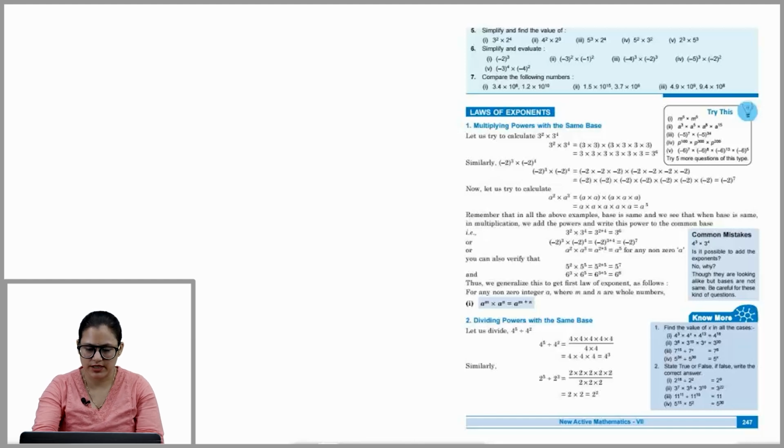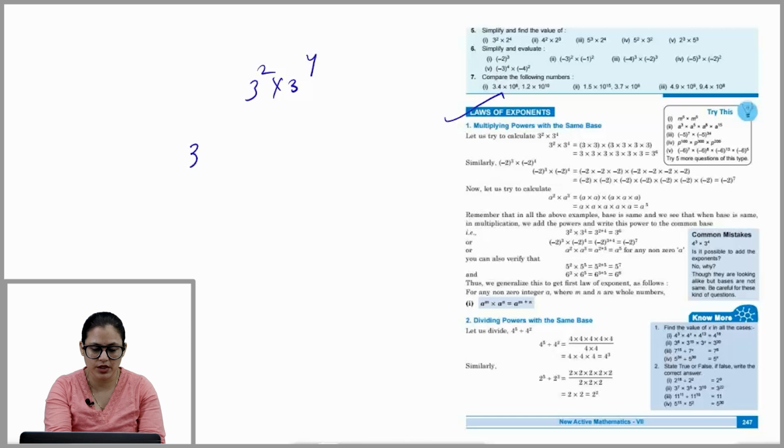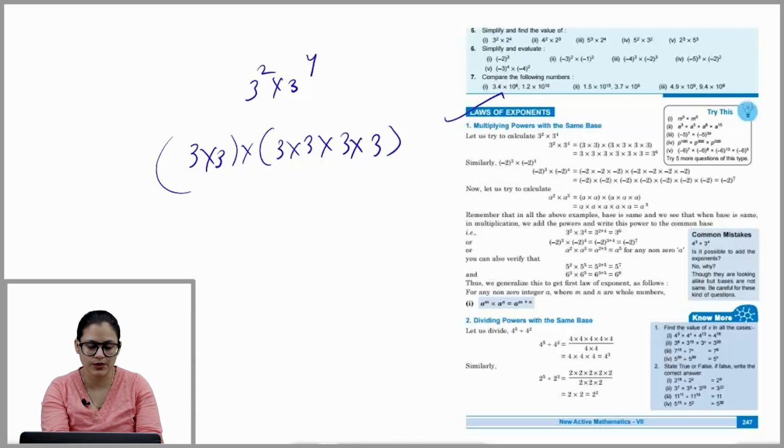Laws of exponents. Number 1, multiplying powers with the same base. Let us try to calculate 3 raised to the power 2 into 3 raised to the power 4. So 3 raised to the power 2 is 3 into 3, and 3 raised to the power 4 is 3 into 3 into 3 into 3. Or we can also write it as 3 raised to the power 6.